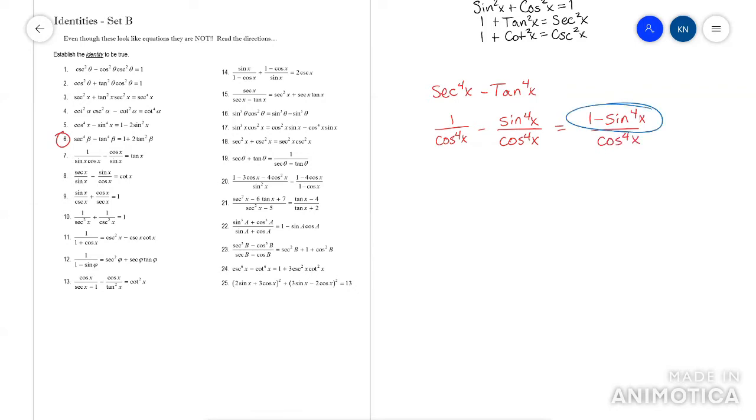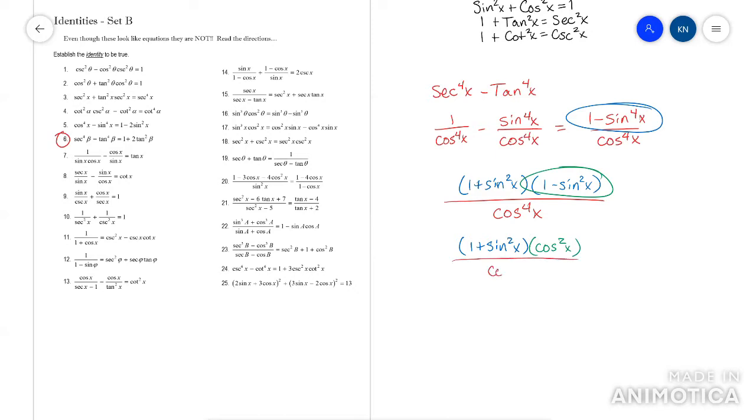Okay, this right here is a difference of squares. It is 1 plus sine squared, 1 minus sine squared. And it's still all over that cosine 4. So I just changed that difference of squares right there. All right, now this 1 minus sine squared is rule number 1. It is cosine squared. So my first 1 plus sine squared did not change. This becomes cosine squared. And then it's all over that cosine 4.